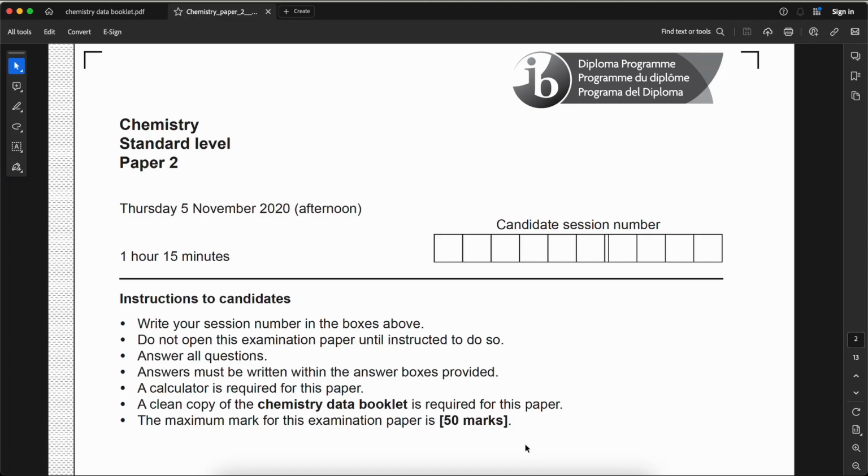Today I'm going to explain about Chemistry Standard Level Paper 2, November 2022.